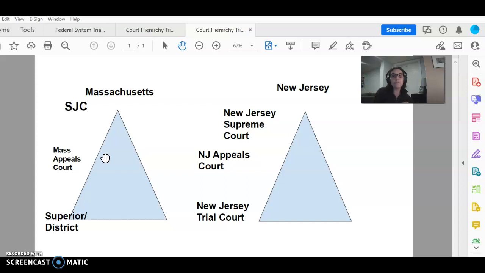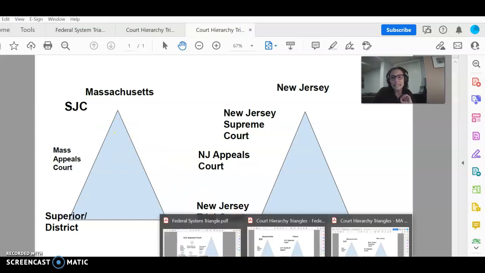I'm going to say a couple other important things. All secondary sources. Remember our friend secondary sources from the first PowerPoint, or the first recording? All secondary sources are persuasive. We can always use secondary sources to try to persuade a court, but nobody has to follow secondary sources.